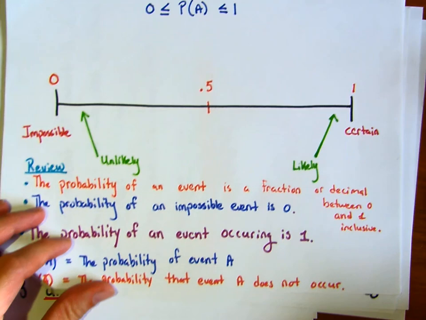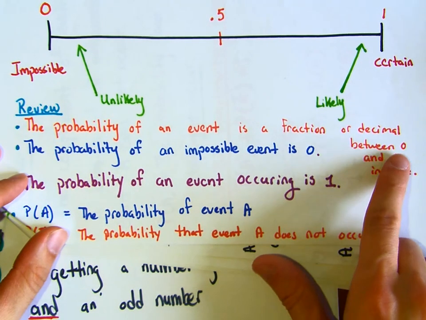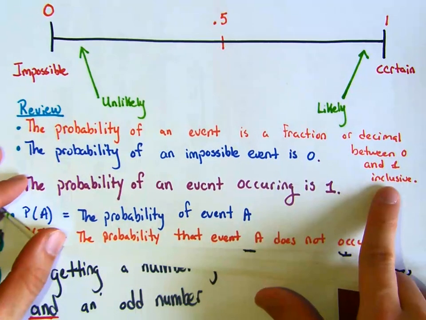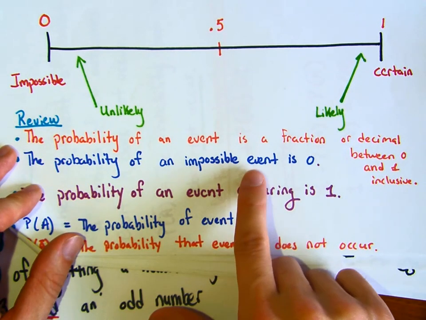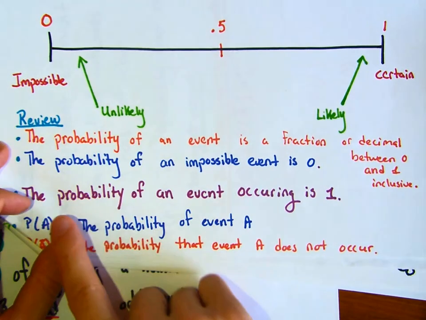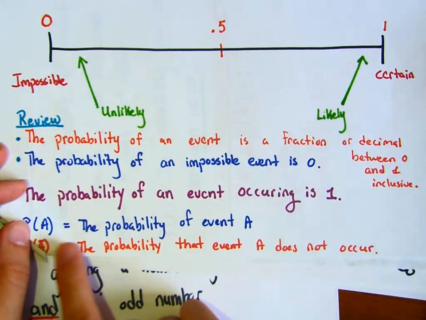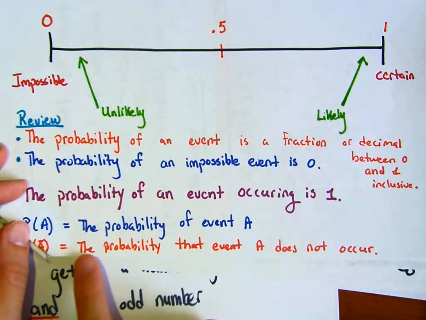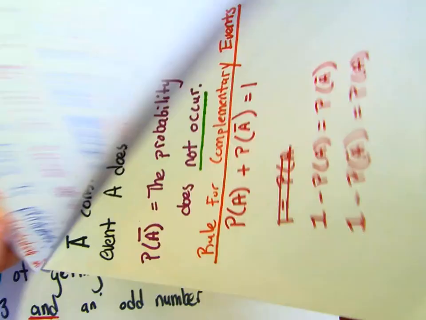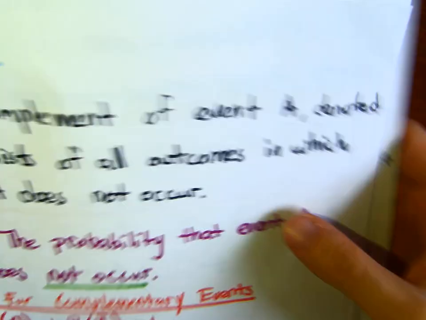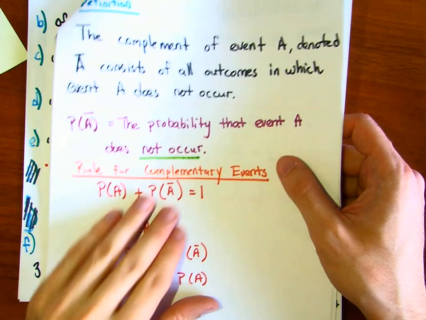Okay? So just to review, the probability of an event is a fraction or decimal between 0 and 1 inclusive, meaning that you could have 0 or 1. The probability of an impossible event is 0. The probability of a certain event occurring is 1. The probability P of A is the probability of an event A. And this one, we'll talk about tomorrow. It will be really cool to learn about the complements, which you don't need to copy now. This will be for chapter 4.2. The idea of a complement is pretty cool.